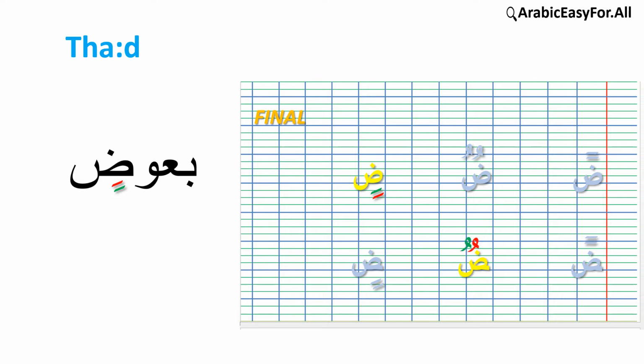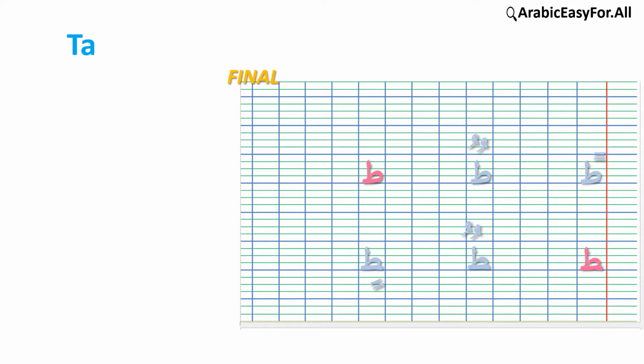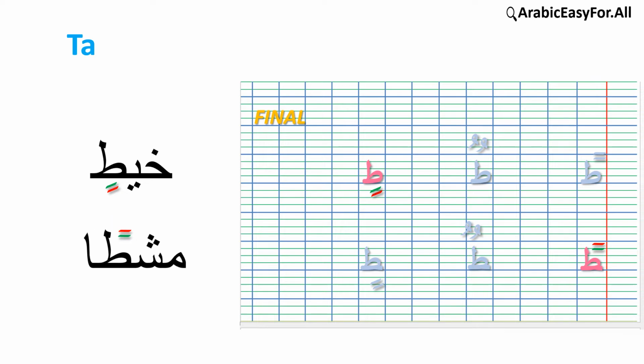Doubled dhamma on dhad is pronounced dhun, like in the example abyadun, which means white. In its final word position, doubled kasra on ta is pronounced tin, like in the example khaytin, which means thread. Doubled fatha on ta is pronounced tan, like in the example mishtan, which means comb.